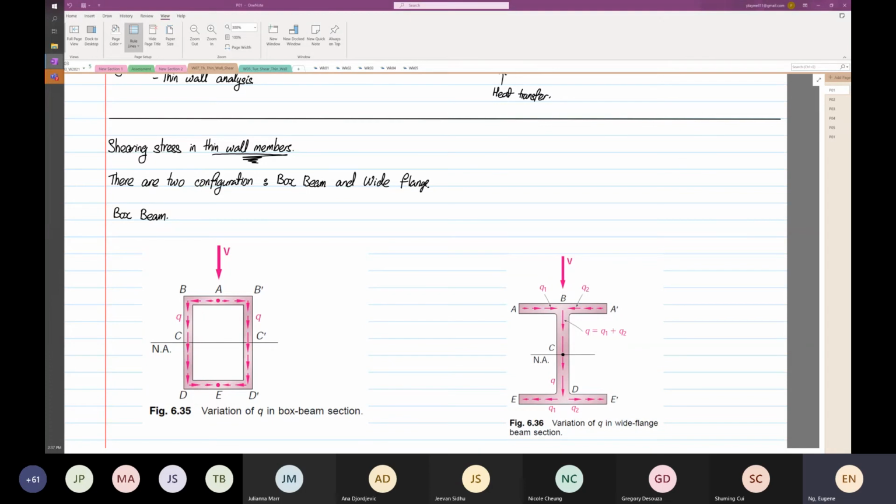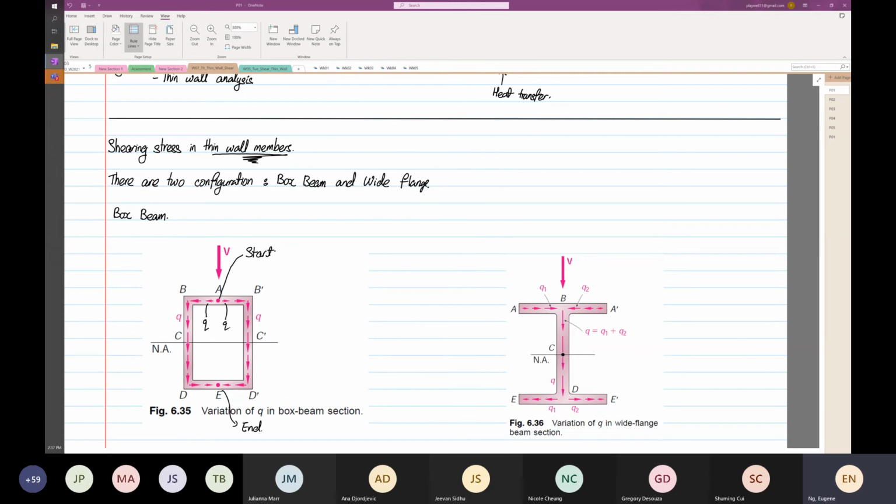At point A, I usually like to label this when I do the analysis. At point A, you see the dot. This is our start point. And below, at E, I like to label this as my end. So for a box beam, you will see that there's one start point and one end point. And those pink arrows are all your shear flow q.